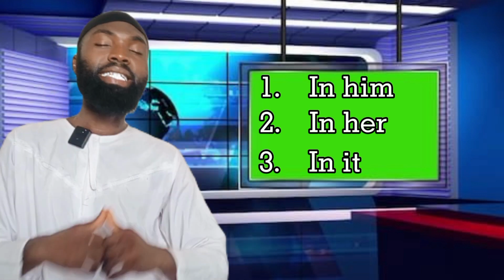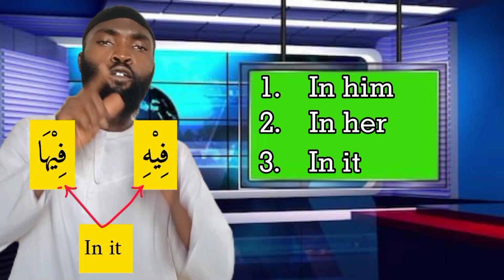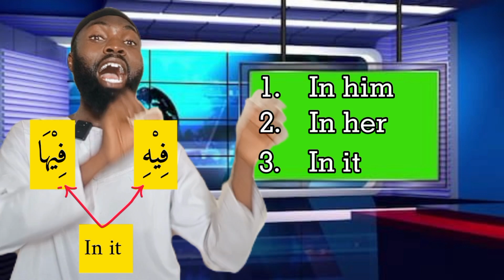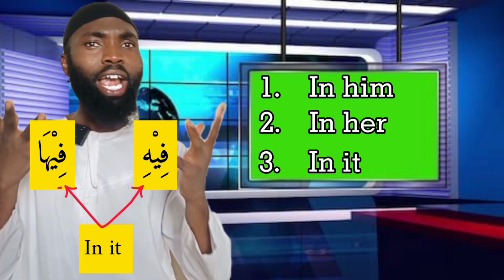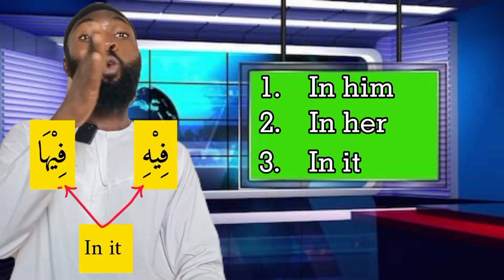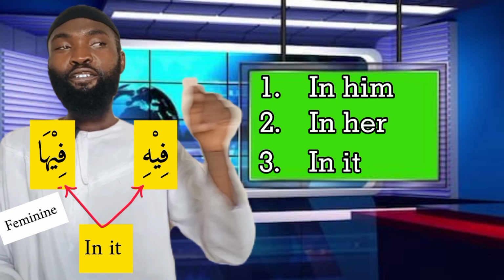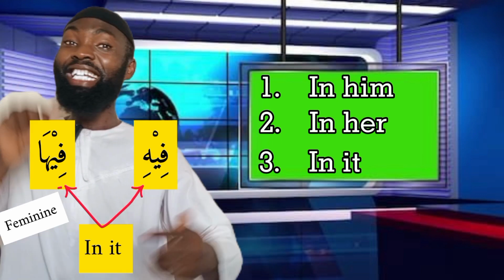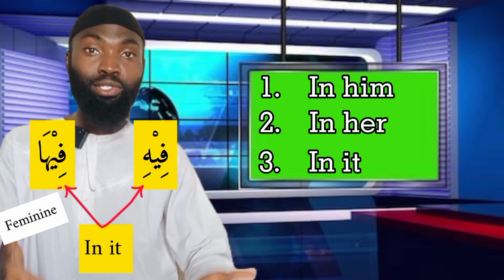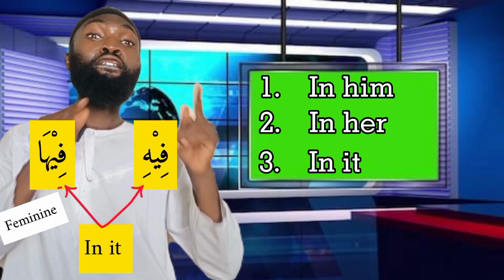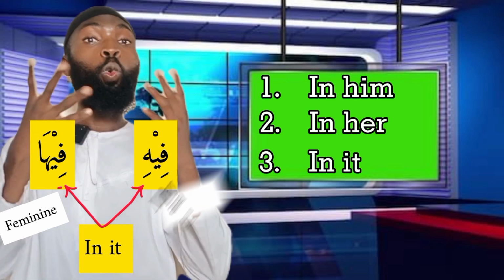Now we have in it. So for the it, we use fihi, which means in him, for in it. And we also use fiha, which means in her, for in it also. Then why do we have these two being used for in it? When the it you are referring to is a feminine it, you use fiha, which is in her, for the in it. Like when you are talking about, what can I say, madrasatun, that is a school, you simply say fiha, in it, because madrasatun is a feminine word.